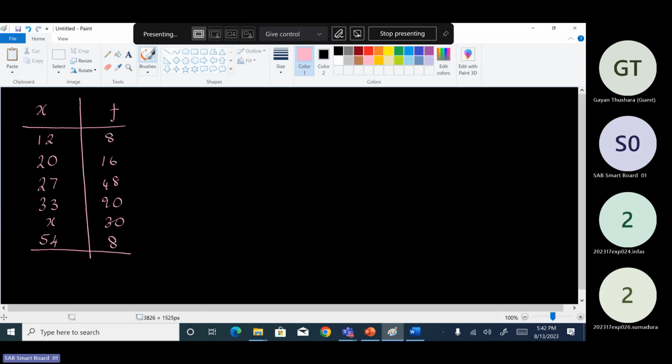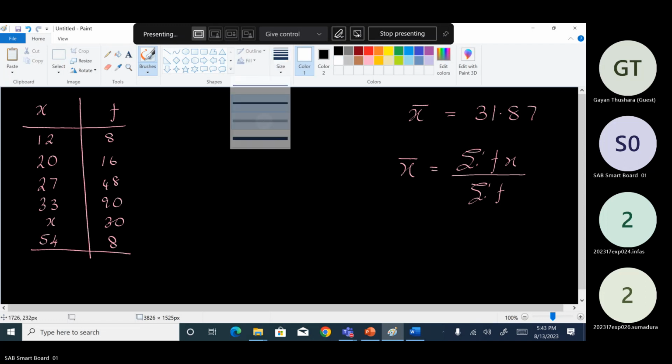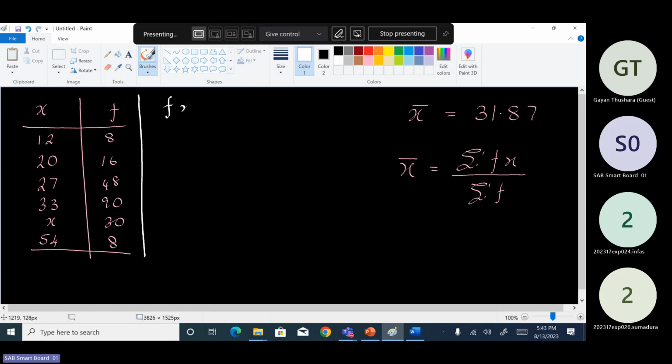Now this is frequency type data, so it must be sample data. What formula would they have used to calculate the X bar? X bar is given as 31.87. What formula would they have used to get the X bar? Sigma fx over sigma f. So we'll calculate the values, Fx.